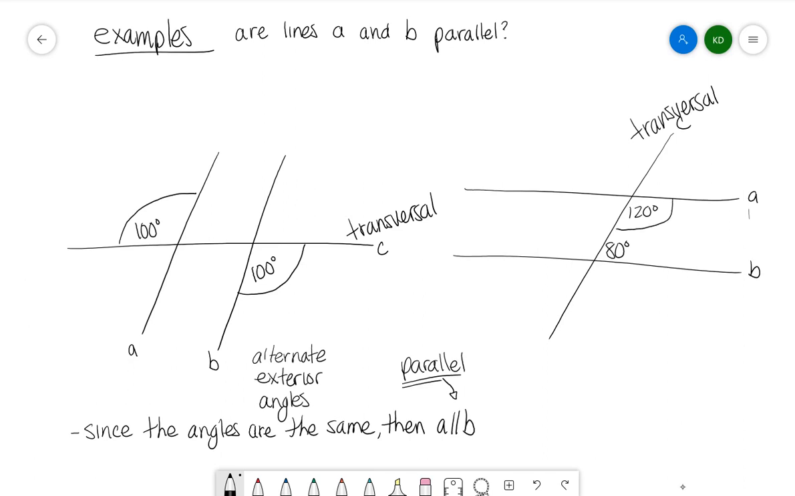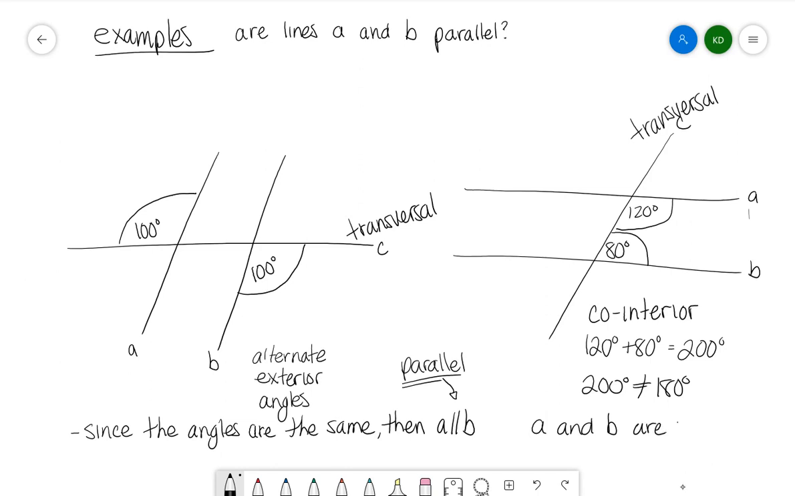These two angles that I've labeled here at 120 and 80 are going to be co-interior angles. In order for these two lines to be considered parallel, what I need is that these two angles need to be supplementary, meaning that they need to add to 180 degrees. When I add 120 to 80, I get 200 degrees. 200 degrees is obviously not equal to 180 degrees. So what this means is that A and B are not parallel. A way we can write this with symbols is that A is not parallel to B.